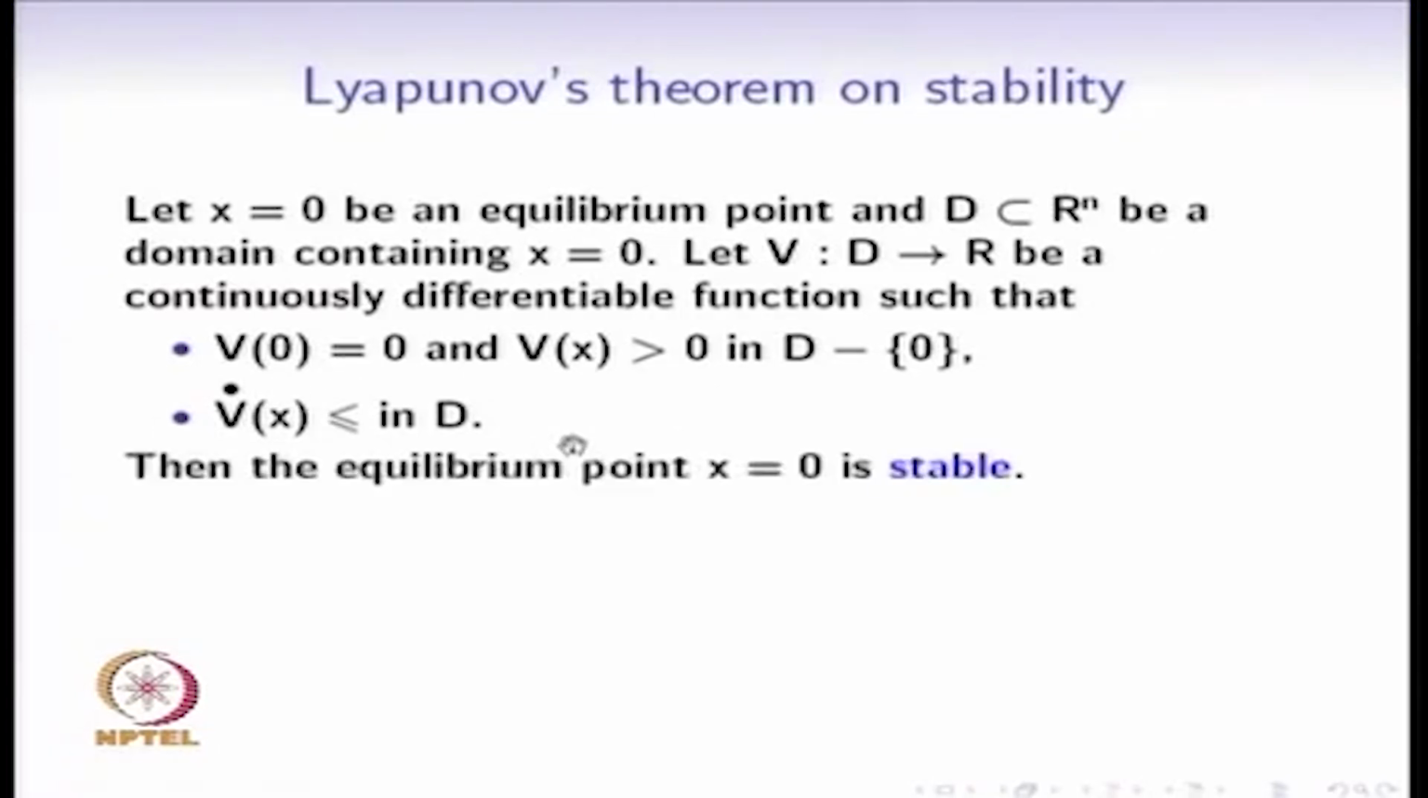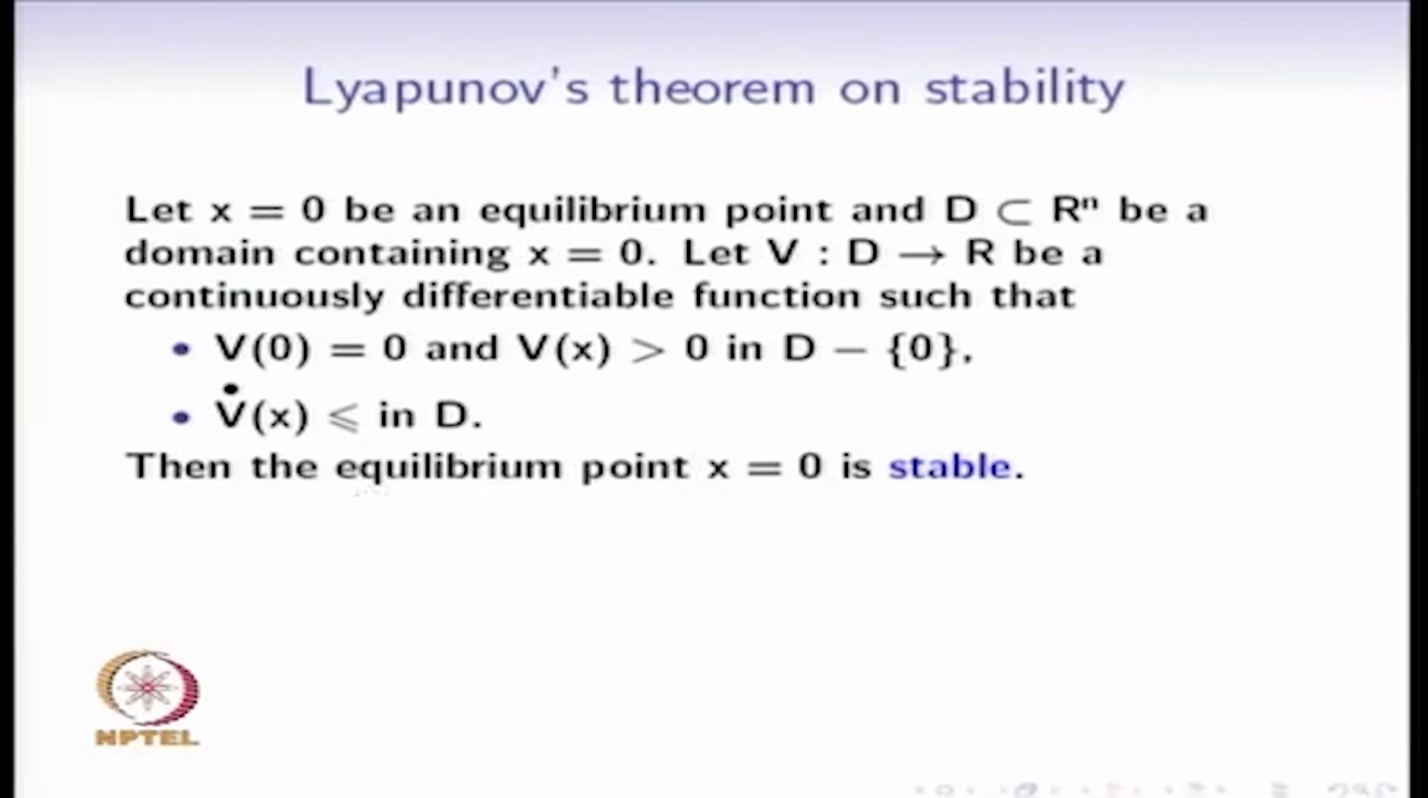If we are able to find such a v which is continuously differentiable, which is positive everywhere except at 0 where it is allowed to be equal to 0, and v dot is non-positive, it is less than or equal to 0 in D. If there is some v that satisfies these three conditions, then the equilibrium point 0 is a stable equilibrium point.